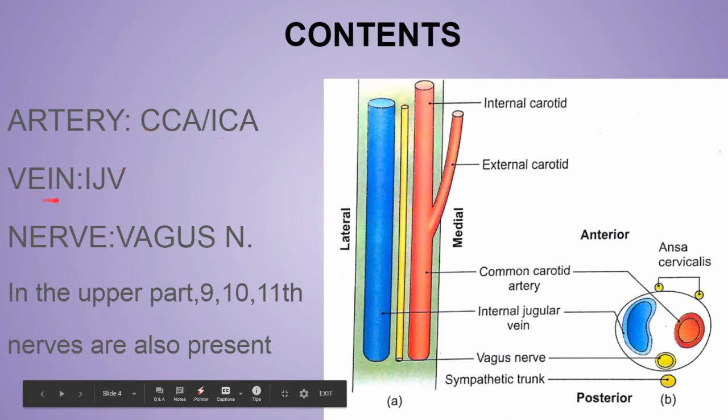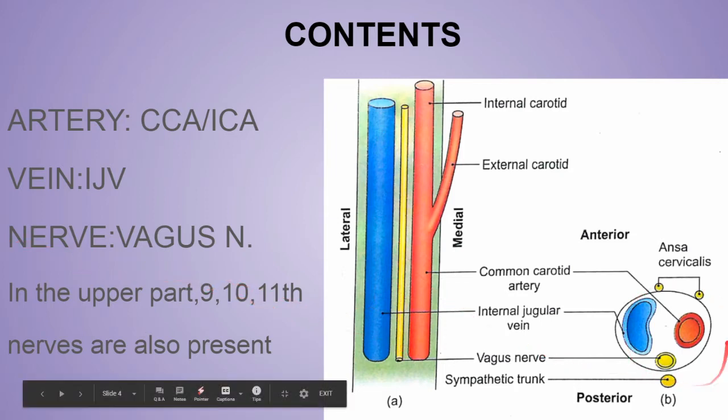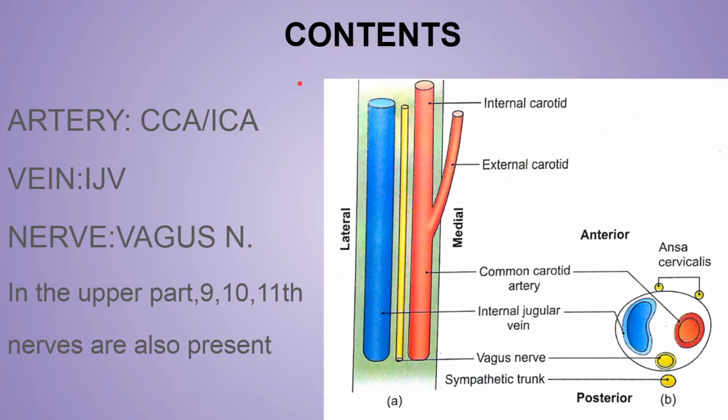Now the vein is the internal jugular vein, and the nerve is the vagus nerve, in between these two. So this is the cross section including the vein, artery and the nerve. In the upper part, the 9th, 10th and 11th cranial nerves are also present, and they pierce the carotid sheath at various different places.